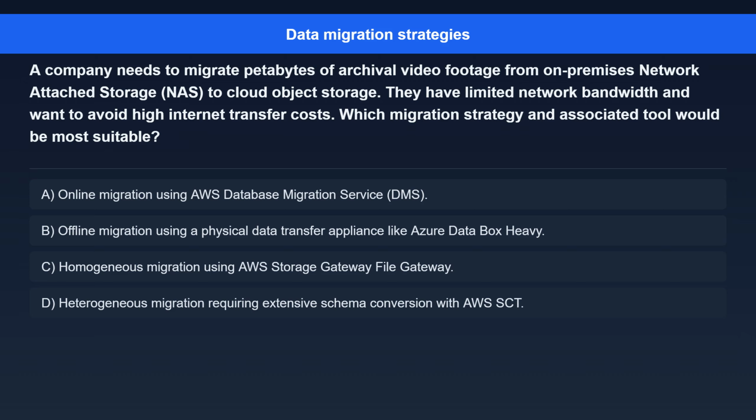Option A. Online migration using AWS Database Migration Service (DMS). Option B. Offline migration using a physical data transfer appliance like Azure Databox Heavy. Option C. Homogeneous migration using AWS Storage Gateway File Gateway. Option D. Heterogeneous migration requiring extensive schema conversion with AWS SCT.